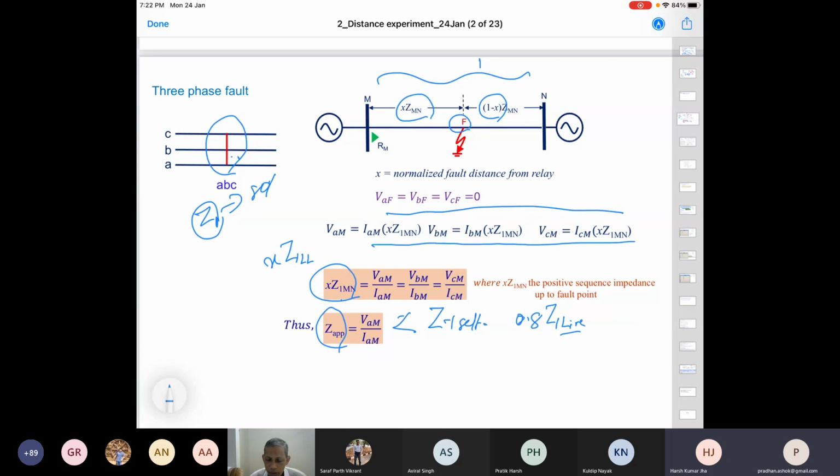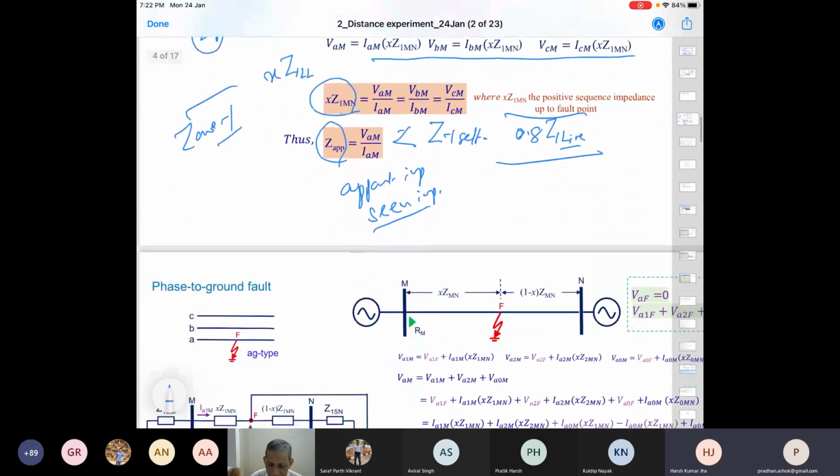So the computation of this we call the apparent impedance, or the seen impedance also. Then if the relay sees the impedance to be less than the considered Z1L setting, it trips, otherwise it will not trip. So this is about the zone 1 performance from the distance relay perspective.